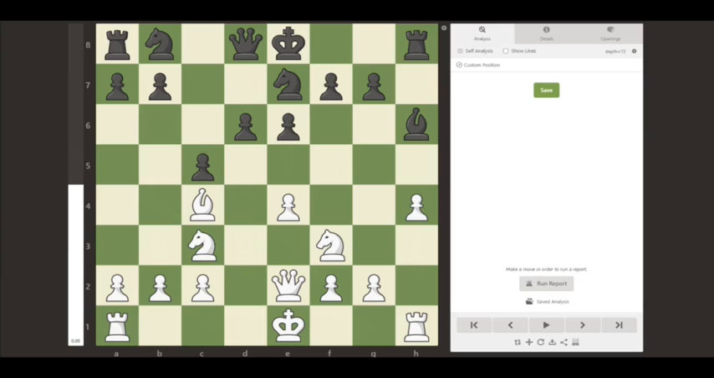In this next example, white's rook on h1 has already moved. Pause the video again and I will reveal the solution in 5 seconds. Here, white can't castle on either side. White can't castle on the king side because the rook has already moved.